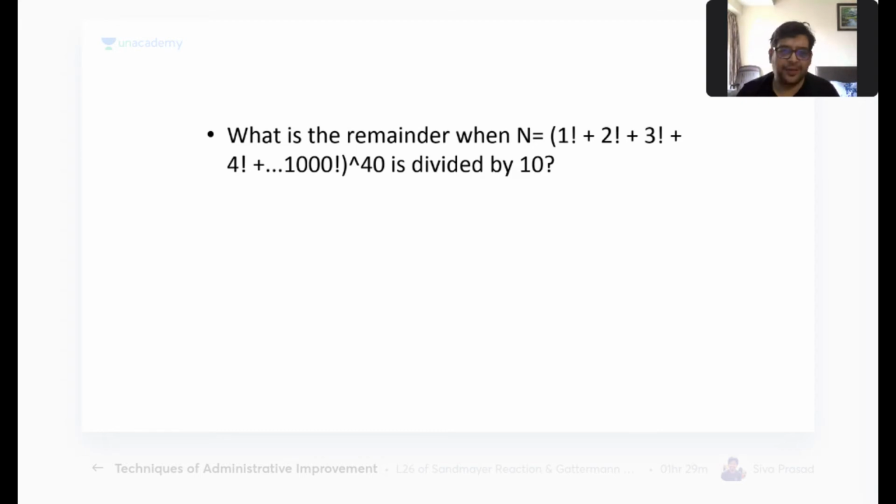Siddharth says it is 1. Okay, Siddharth. Anyone else with an answer for this one? Gaurav says it is 9. Saloni says it is 0. Okay. Kritika also says it is 0.